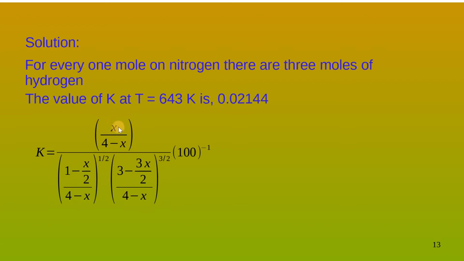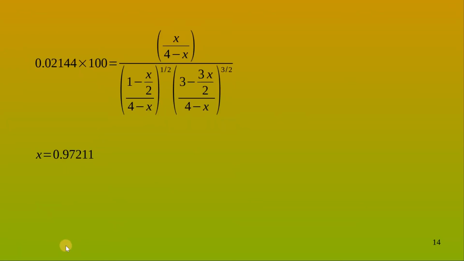Individual moles, that is X for ammonia, divided by the total number of moles is nothing but the mole fraction. The similar reasoning goes for mole fractions of nitrogen and hydrogen. Noted, we have already calculated the value of K. Now, on the LHS, we have 0.02144 into 100, and on the RHS, we have the expression for X.